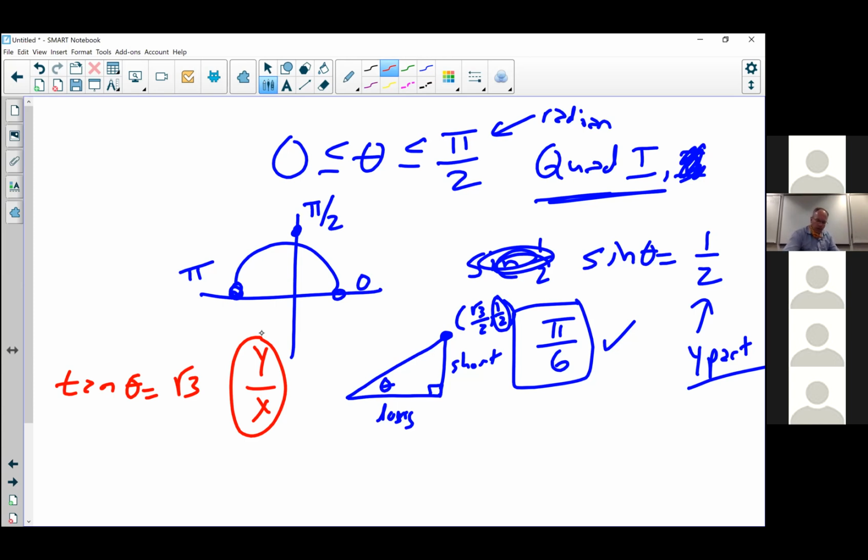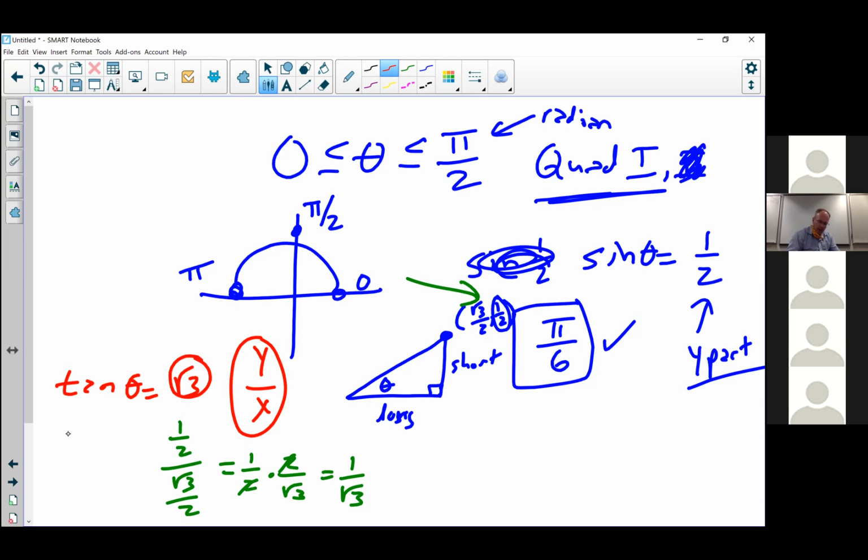So if we go back and refer to this point right here, that would be 1/2 over root 3 over 2, which is 1/2 times the reciprocal. So that gives me 1 over root 3. Is 1 over root 3 the same thing as this? The answer is no. So then you have to look at the other one.